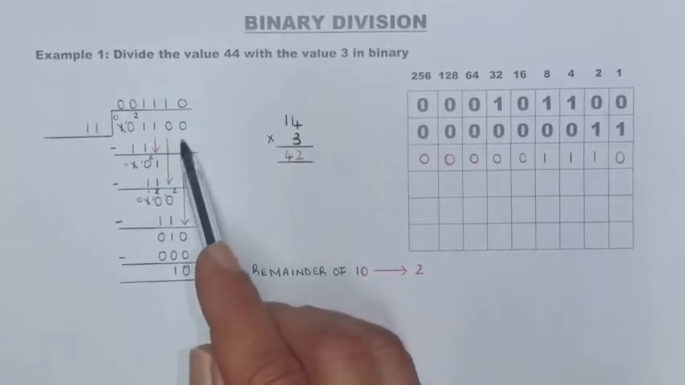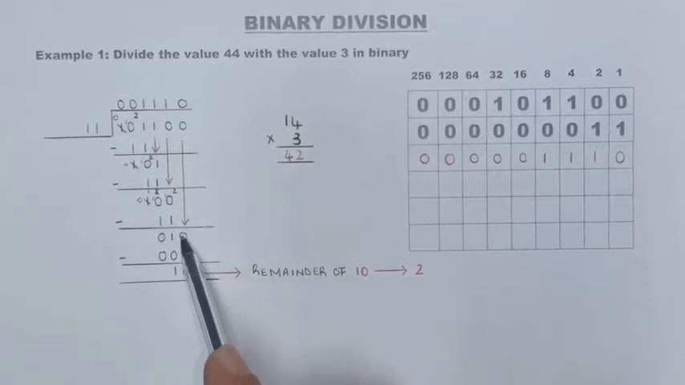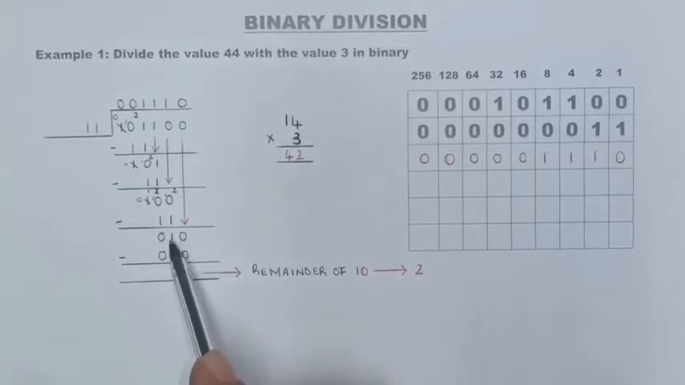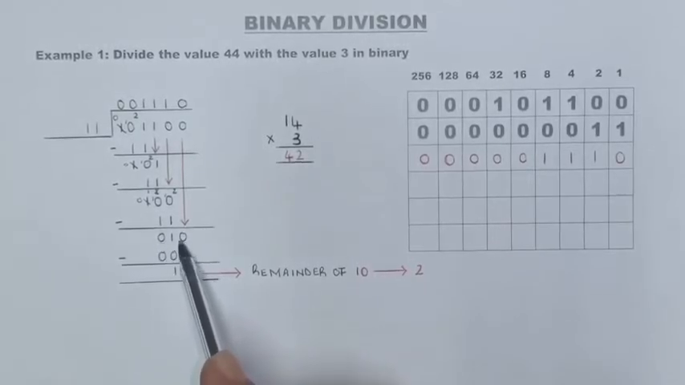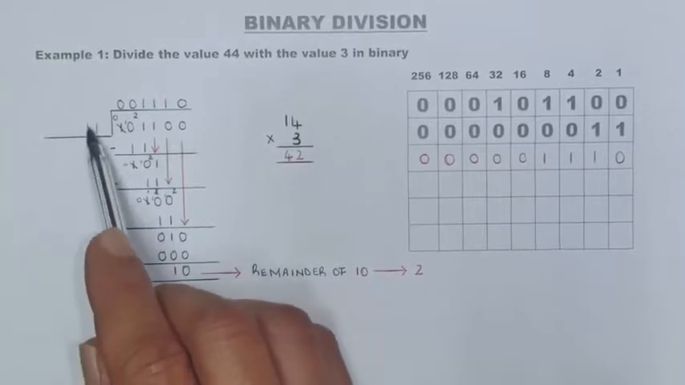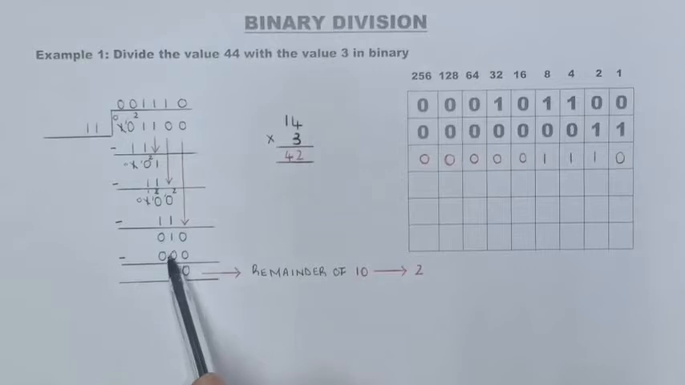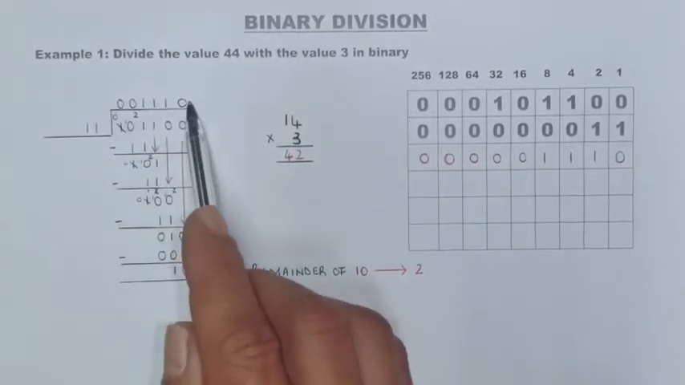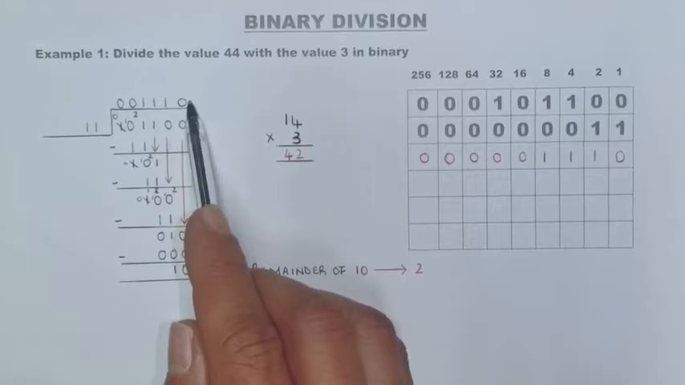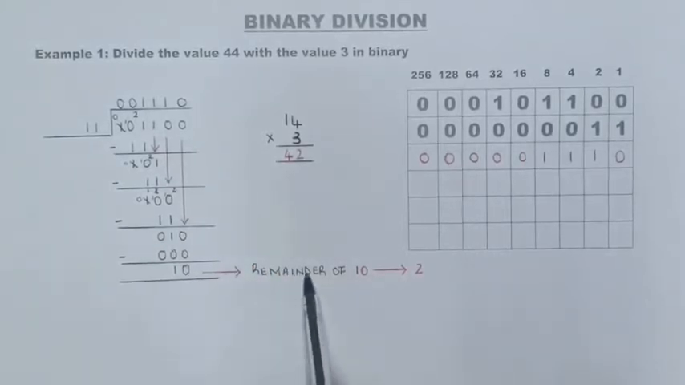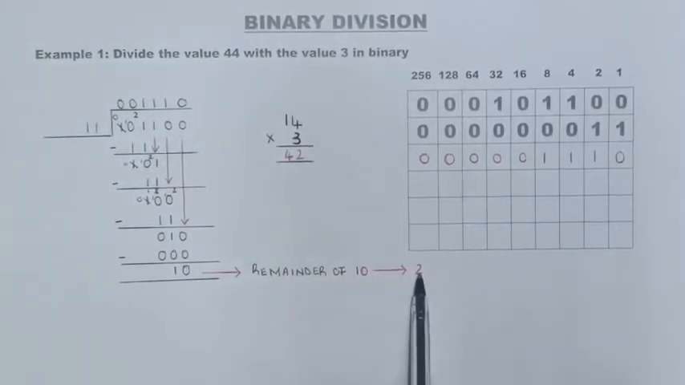The next thing I do is bring down the 0 here, which means this number changes. 0 1 0 is now 2. So 3 goes into 2 zero times, and 0 times 3 gives me 0. There I can see I have my binary value here at the top, which is my answer, and I have a remainder of 2 in decimal.